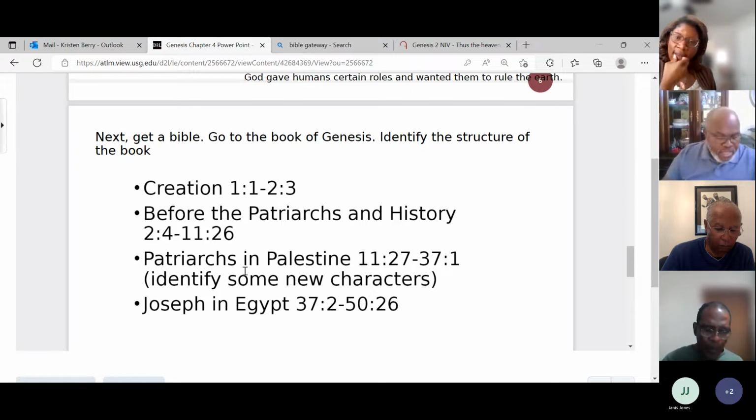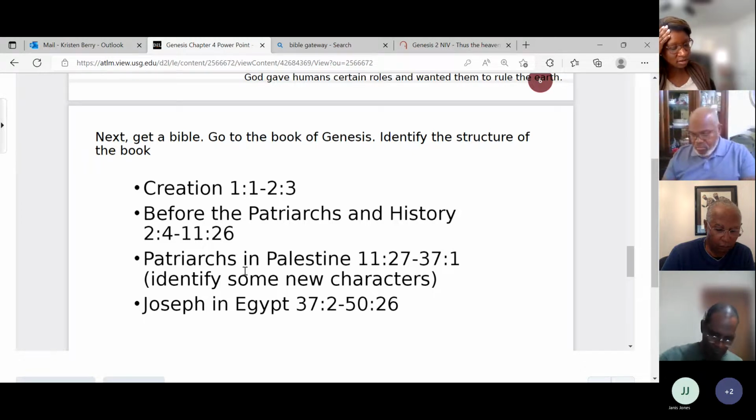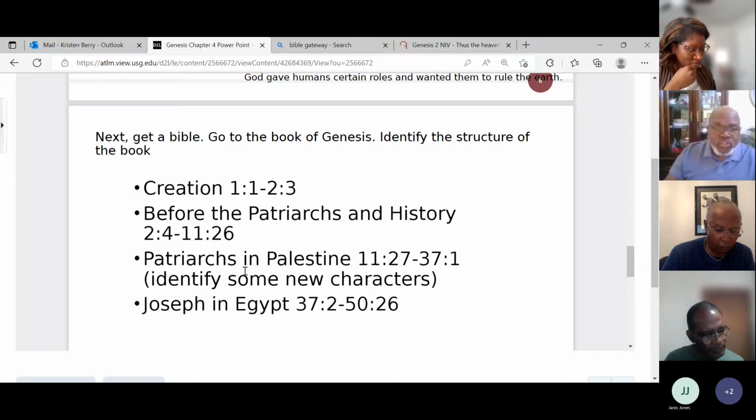He reunited with his dad and his brothers. He did, but keep going. At the end of 50, that's where he died. Correct. There you go. Yes.